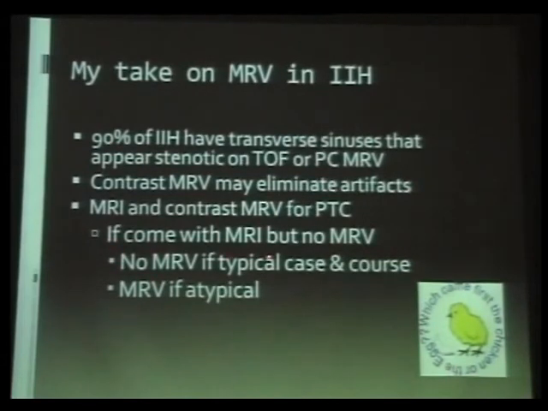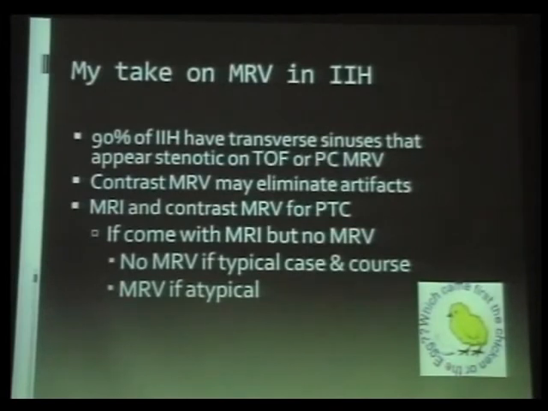If the patient is of the typical body habitus, and this is like more than 3/4 of my patients with pseudotumor, they already have an image on the outside. They come to me with an MRI, but they don't have an MR venogram. If they're typical body habitus, obese, young female, I treat them and it goes away. I don't make them have another MR venogram.